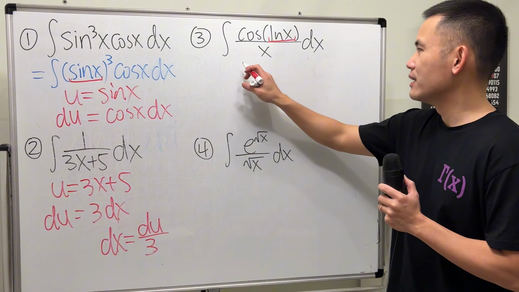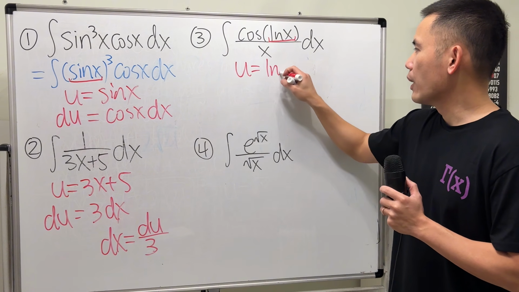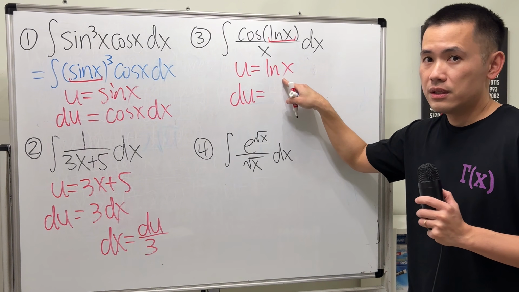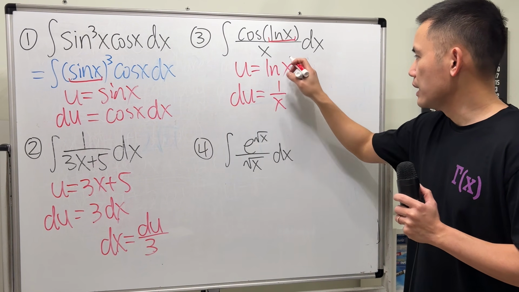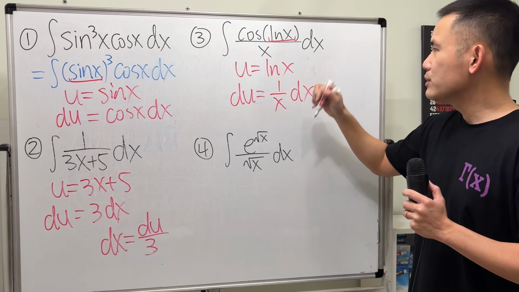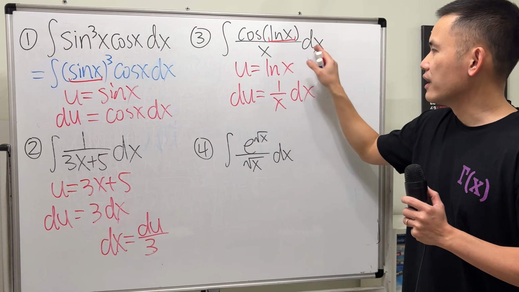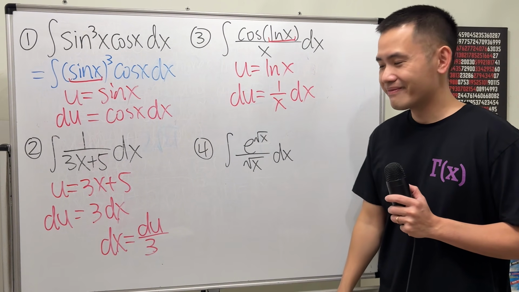And again for this one, if you put u equal ln x, du, the derivative is 1 over x for the ln x. And as you can see, we have dx over x. These two together will give us the du.